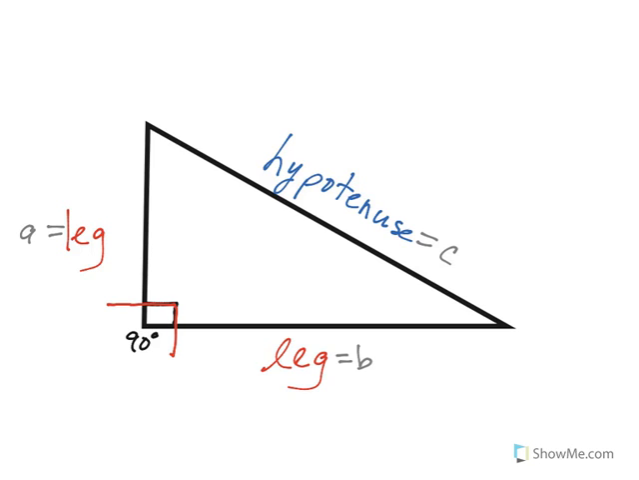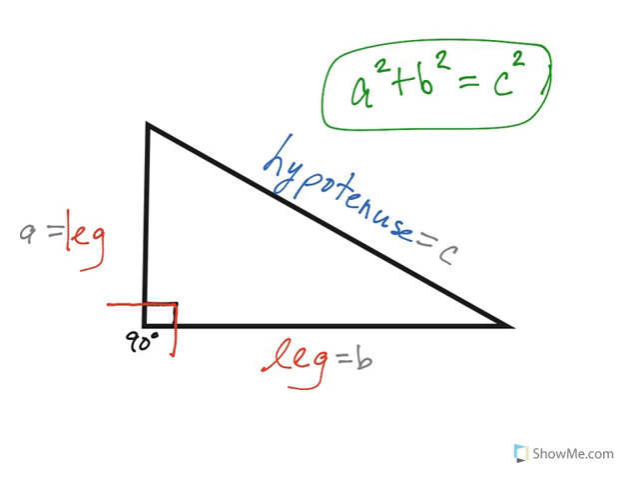So the Pythagorean theorem tells us that the sum of the squares of the legs equals the square of the hypotenuse. So A squared plus B squared equals C squared. And this allows us to find a missing side of a right triangle. So this here is the Pythagorean theorem.